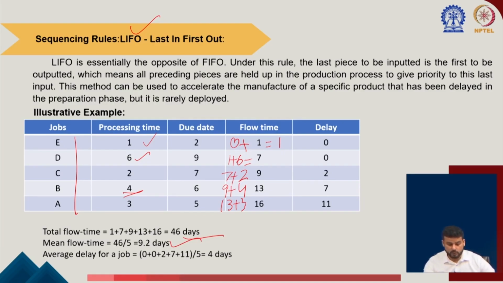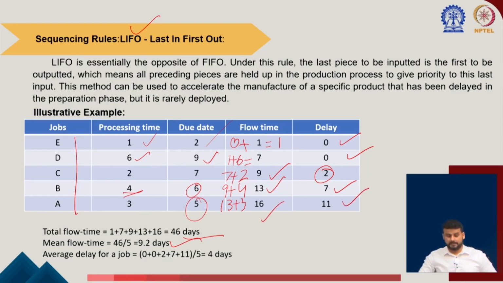Let us talk about the delay. Job E we are supposed to finish by 2 days, we finished in 1 day, no delay. Job D we are supposed to finish in 9 days, we finished in 7 days, no delay. Job C should be 7 days, but we finished on the 9th day, so a 2 day delay is there. Job B should be 6 days, but we finished on the 13th day, which means a 7 day delay. Job A due date is 5, but we delivered on the 16th day, so an 11 day delay is there. So again you can find that the average delay is 4 days per job.